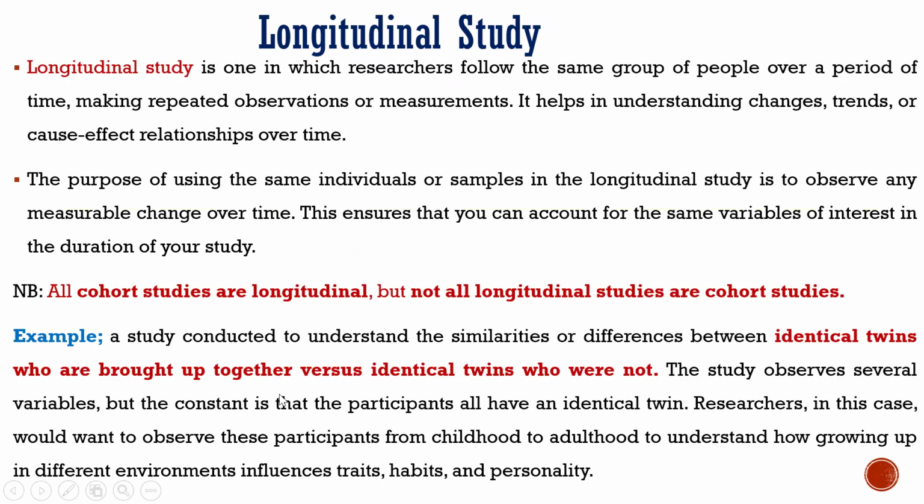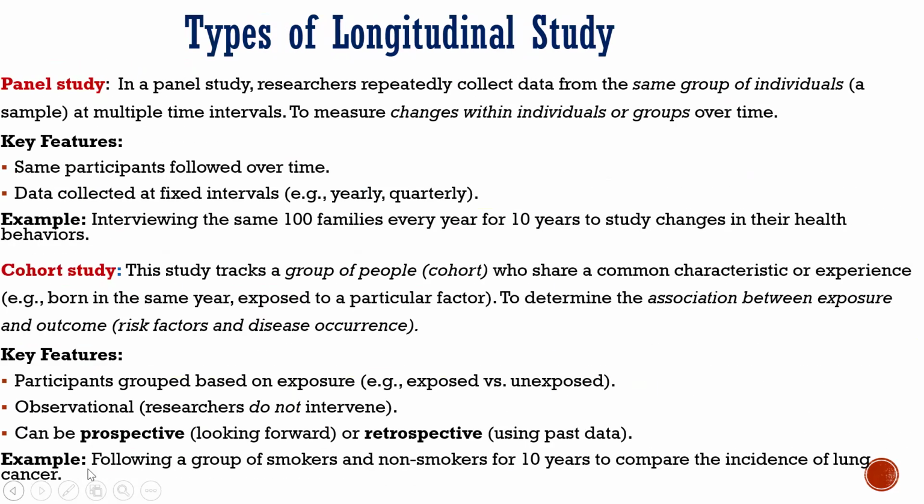So this study observed several variables, but the constant is that the participants all have identical twins. So it makes use of the same individuals or the same samples. Researchers in this case will want to observe these participants from childhood to adulthood, okay, to understand how growing up in different environments influences the traits, the habits, and then the personality. Do you understand? So we have different types of longitudinal studies.